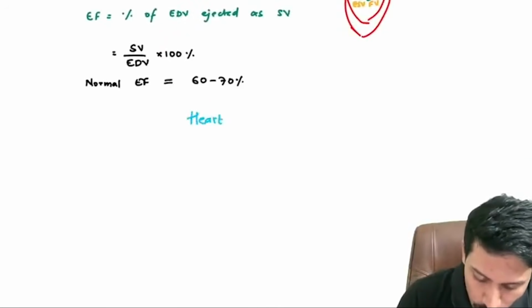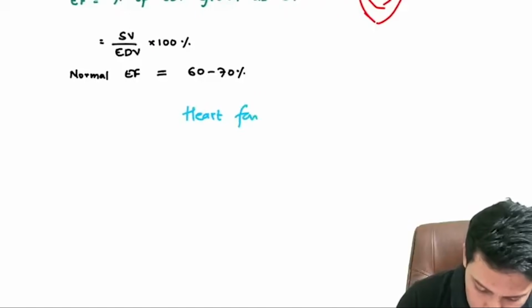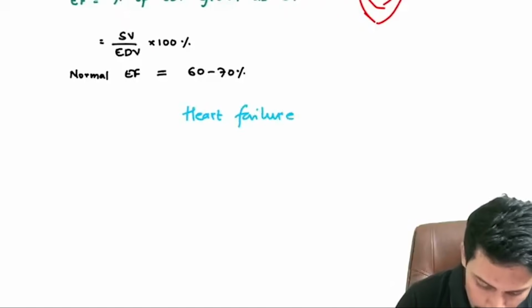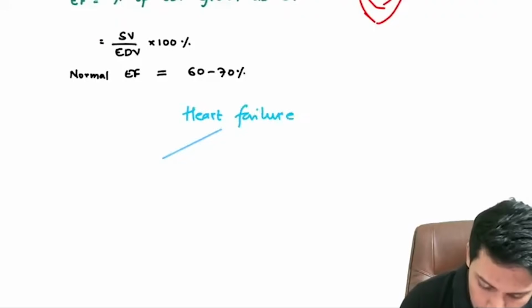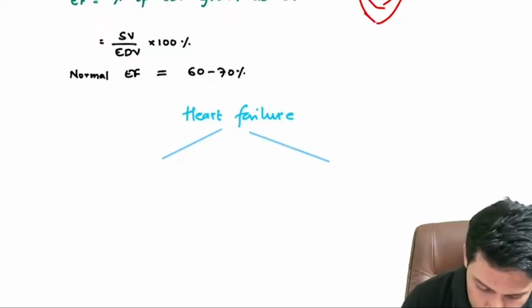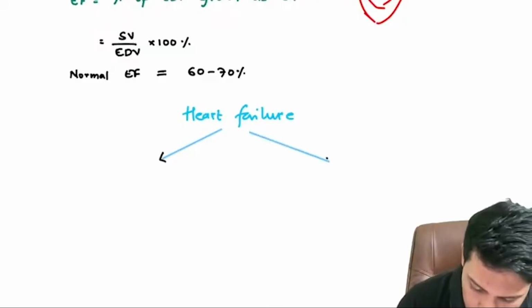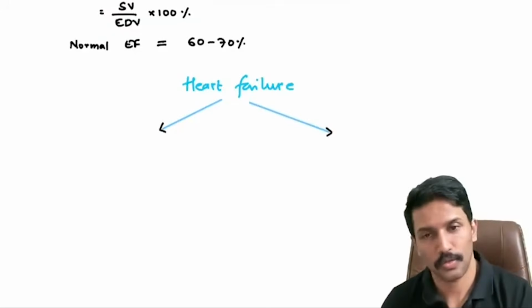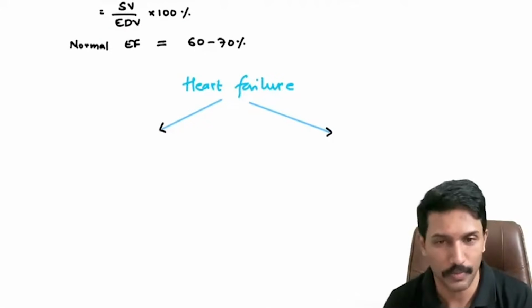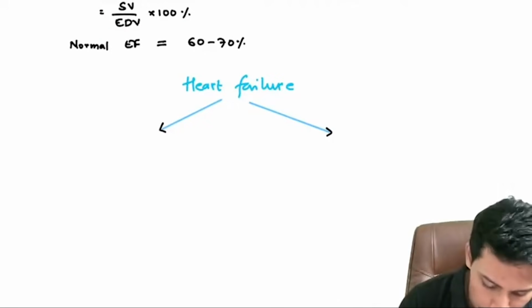So that's why ejection fraction is a very important tool for the classification of heart failure, not for diagnosis. Because diagnosis is based on the biomarkers and the clinical features. But to understand whether it is systolic or diastolic, or whether it is impaired ejection or impaired filling, we need to look at the ejection fraction.